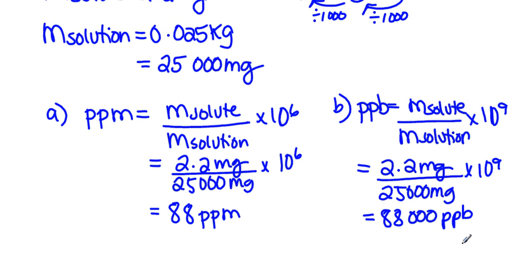So those are three different ways of calculating concentration that are very common: molar concentration, percent concentration, and very low concentration.